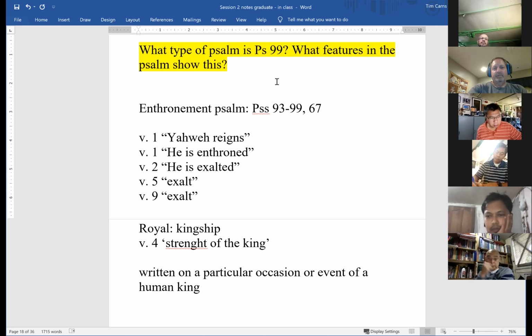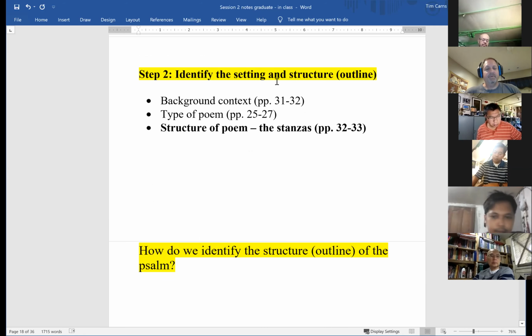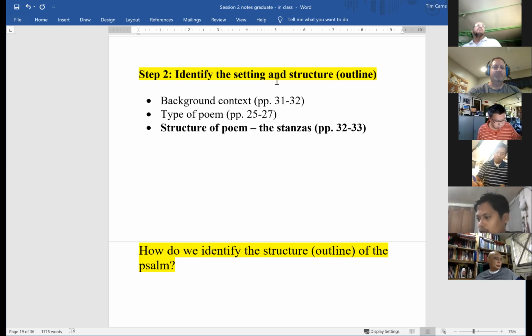Now, this step is only identifying what type of psalm it is, so we understand its category. The third part of this second step, after identifying the background context and the type of the psalm, is now to try to identify the structure of the poem, and by that I mean its outline. Can we identify the stanzas within the poem? And who can tell me again, what is a stanza?